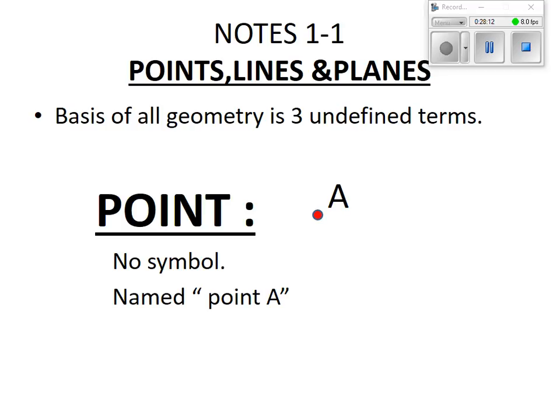A point, we don't have a symbol for a point, so when you go to name a point, you've got to write out the word point, and then whatever letter goes with it. That letter's always got to be a capital letter. Always got to be capital. Don't make it small letters. Bad habit to get into.